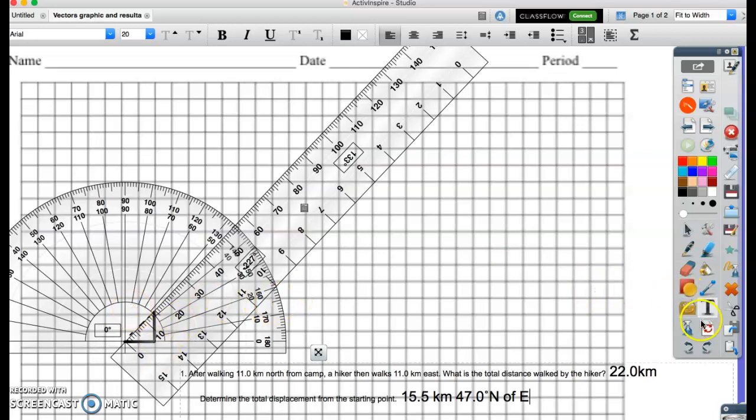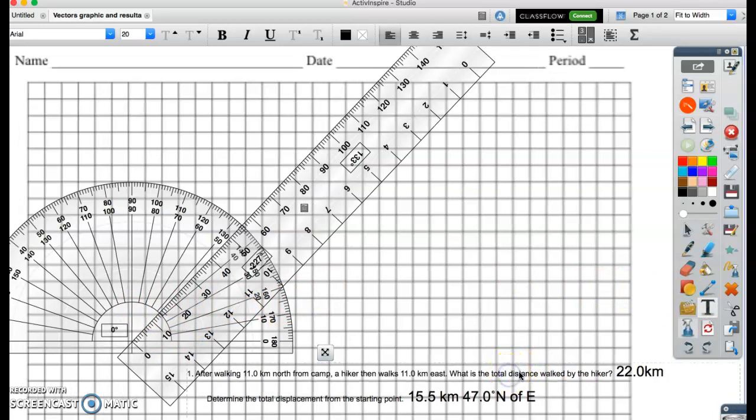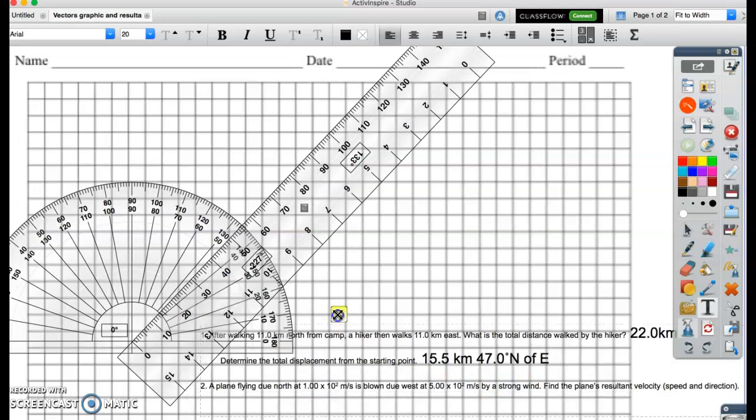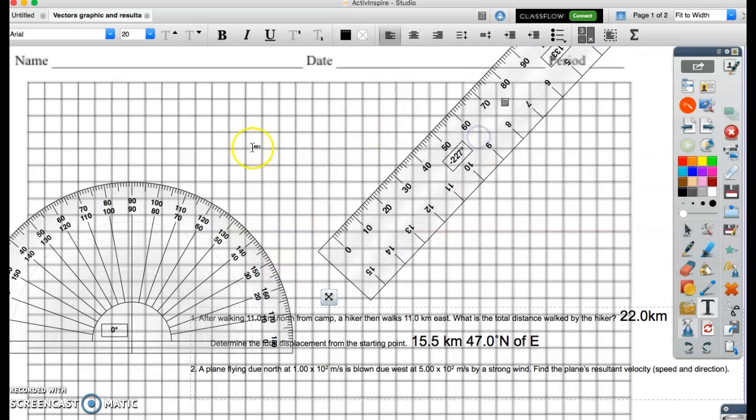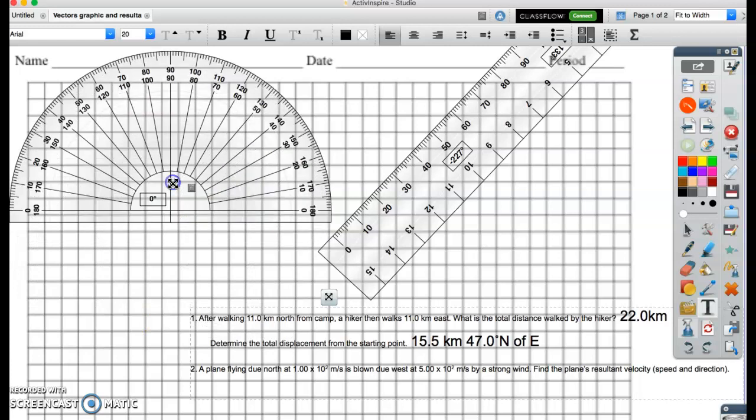Now, let's clear this one out. And let's go for the second question. Alright, second question is about a plane, and this plane is flying due north at 1.00 times 10 squared, or 100 meters per second. Okay, and that'd be about 200 miles per hour. And he is in a strong wind that's blowing 5.00 times 10 squared. That's 500 meters per second. That's 1,000 miles an hour. You should not be out in a wind like this, obviously. Okay, so let's just say that it's a ridiculous amount, but that's what it is.